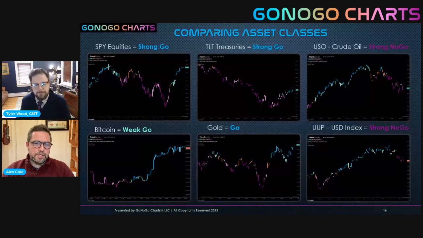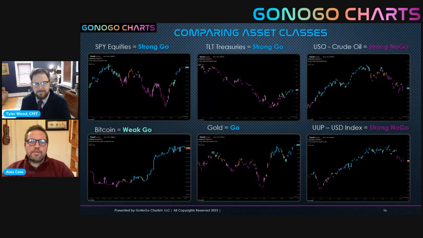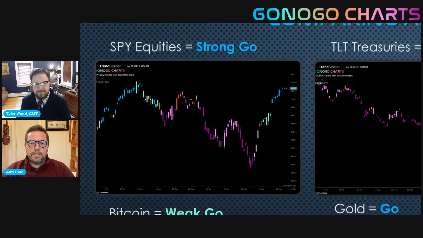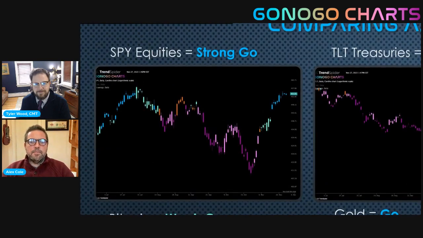Yeah, and also today with the explosion of ETFs, right, Tyler, we could be actually taking exposure to those asset classes as well, even if we are only trading in the equity space. So from top left, S&P, we're in a Go trend. As we've talked about earlier, these are all daily charts, but we can get a sense of where the trends are around the world. US equities are in a Go trend.